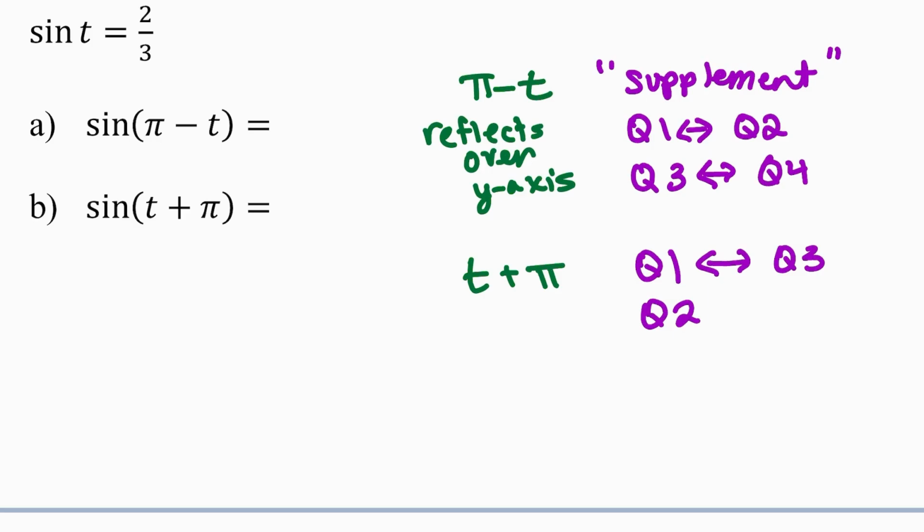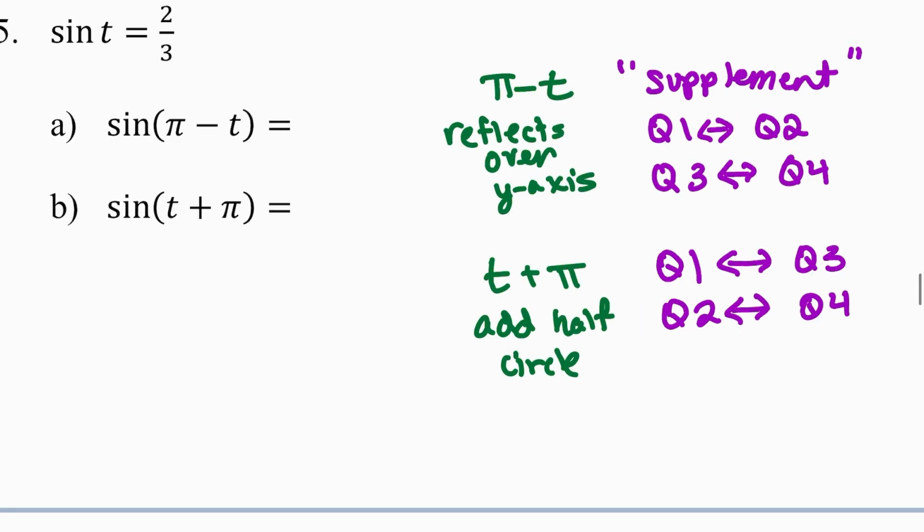And then the same thing happens if I give you an angle in quadrant 2. If I give you an angle in quadrant 2 and I ask you to add a half circle to that, where does it end up going? Quadrant 4, and vice versa. So what these are doing is that they're changing the quadrants. Pi minus t reflects over the y-axis. T plus pi is adding a half circle. So you have to visualize this, and depending on which trig function it is, use ASTC to help you remember which one's which.